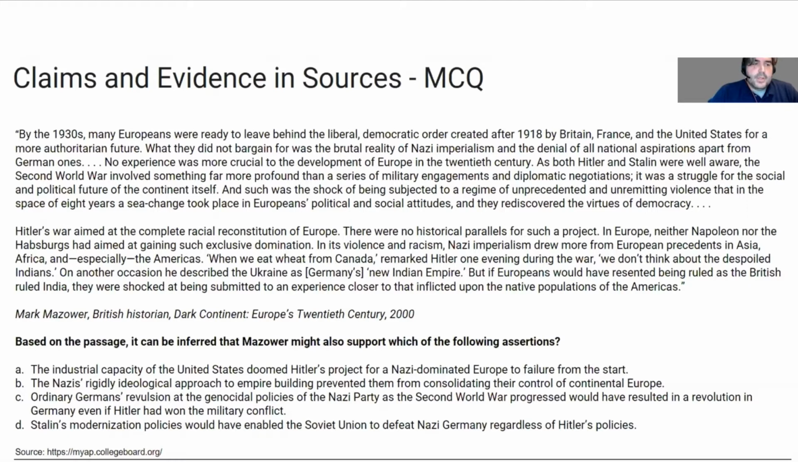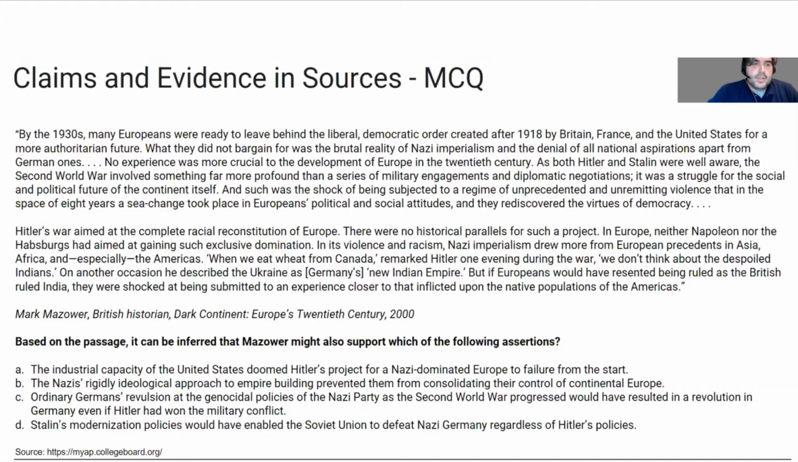But if Europeans would have resented being ruled as the British ruled India, they were shocked at being submitted to an experience closer to that inflicted upon the native populations of the Americas. All right, I'm going to give you 2 minutes to try to realize, what is Mark Mazur's claim here? What is his argument? Okay, if you still haven't found it, you can pause the video until you find it, then you unpause, okay? Let's move down to some of the choices.